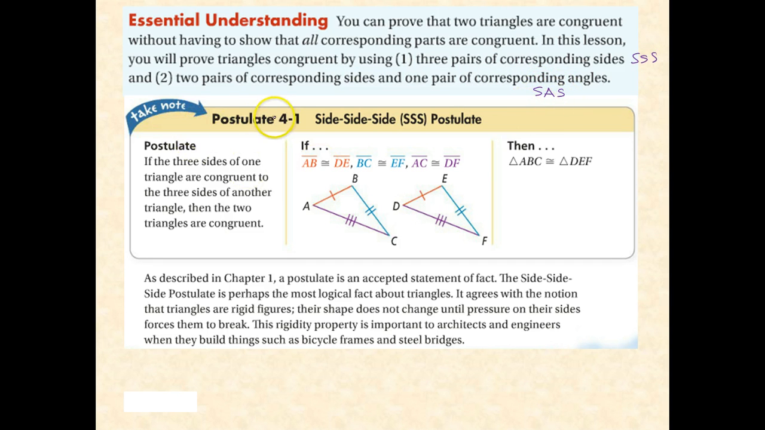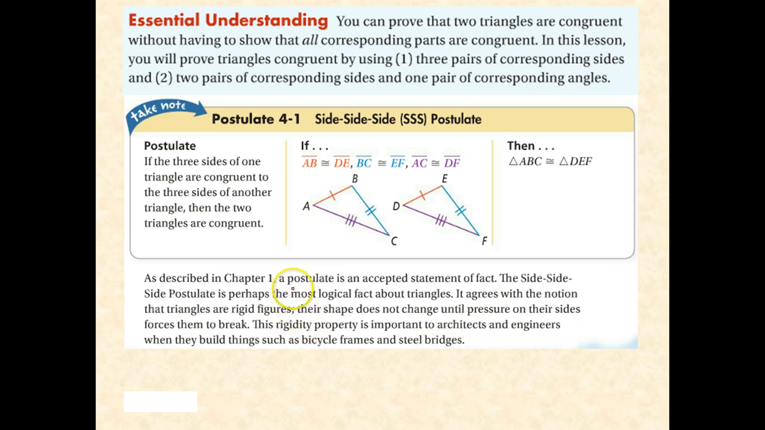So, postulate 4.1 is the side, side, side postulate. If the 3 sides of one triangle are congruent to the 3 sides of another triangle, then the 2 triangles are congruent. So, like we said, postulates are accepted facts. You can try this on your own by cutting straws into pairs of congruent sides and then putting strings through them and seeing that you get the same size triangle, no matter what.